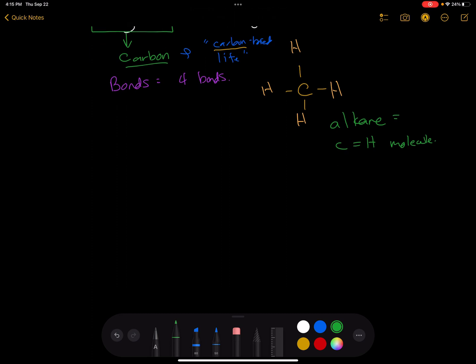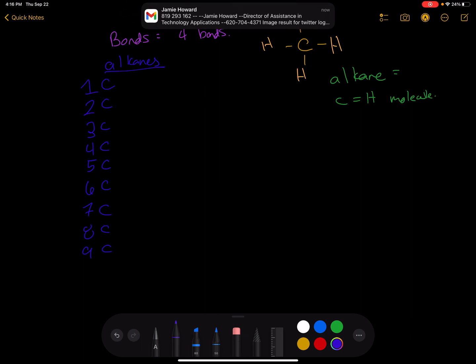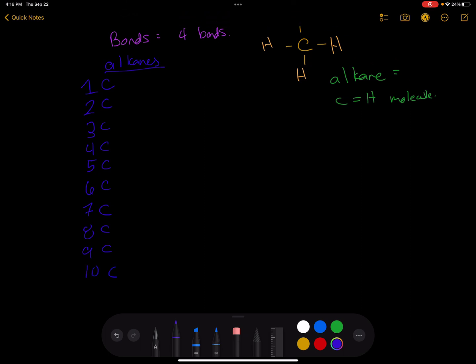So now that we have our carbon-hydrogen molecules, we can actually start to name them. And this is something that's just a memorization. So these are my different types of alkanes. All right. We're only going to memorize up to 10. So I want to know what a 1 carbon, a 2 carbon, 3 carbon, 4 carbons, and then so on, all the way up to 10 carbons right here.